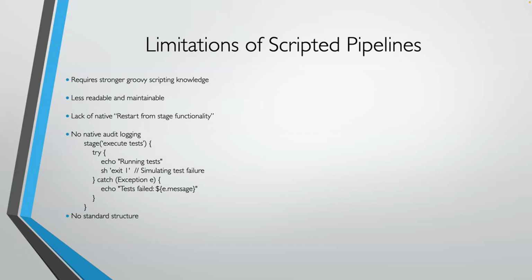And then scripted pipeline does not follow any standard structure, isn't it? When you take declarative pipeline, you can have a stages block, and in each and every stage, you can have a steps block, and then you can also have a script block inside the steps block, right? But scripted pipeline does not follow any standard structure. So that's the reason why you should go for declarative pipeline.